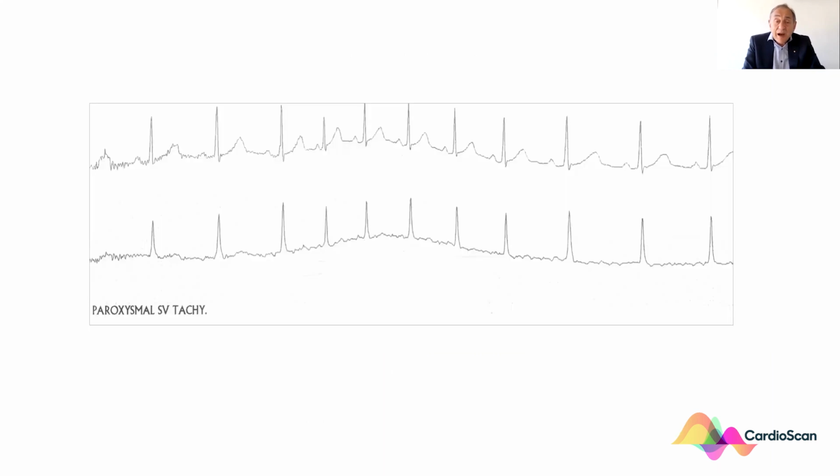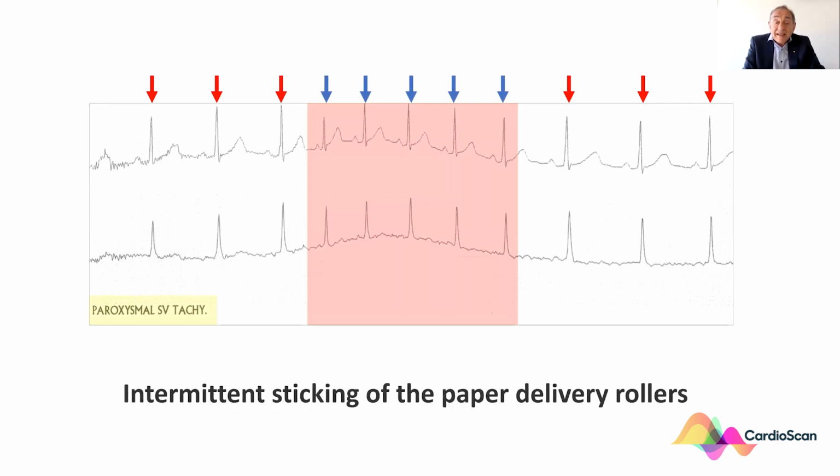As is this one, which, as you can see, was diagnosed as paroxysmal supraventricular tachycardia, but the 5 beats there have narrow QRS compared with the rest of the tracing, and there's only a subtle increase in the rate. Again, this is due to the sticking of paper delivery rollers, and you can see now that the QRS complexes are closer together.